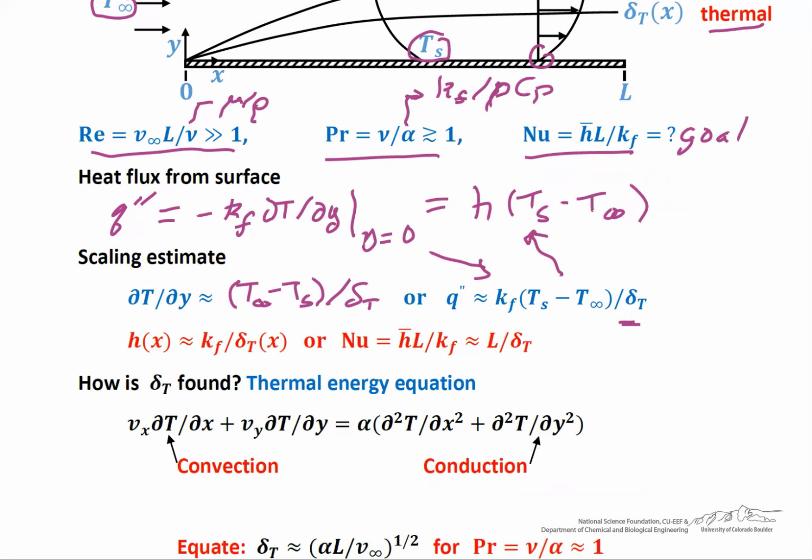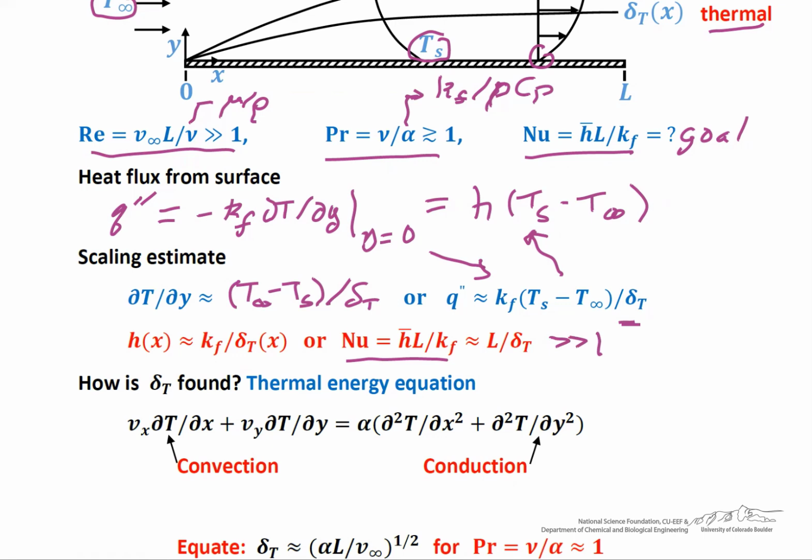And the Nusselt number, which is based on the area average heat transfer coefficient, we can see scales as the length divided by the thickness of the boundary layer. And this is often much greater than 1 because the boundary layer is quite thin. And that would mean that the convection is very important and we have high heat transfer rates.